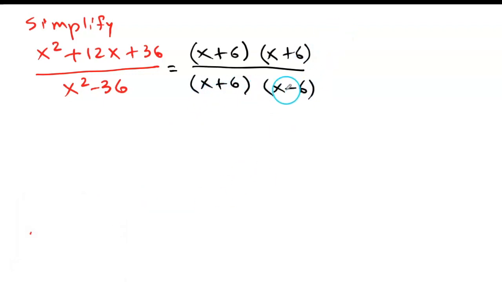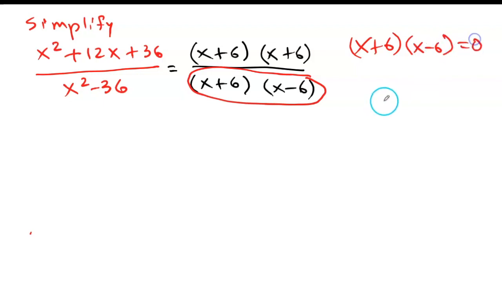I bring my denominator. This is what I bring. I don't care about the top, I don't care about the numerator. My denominator, x plus 6, x minus 6, and I make it equal to 0. Each factor equal to 0.